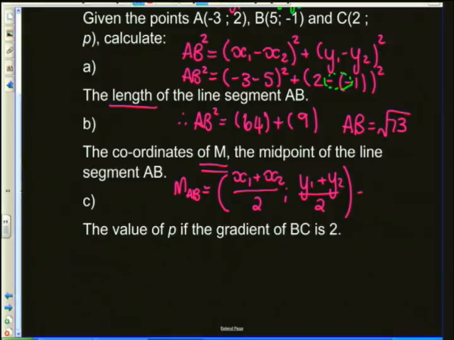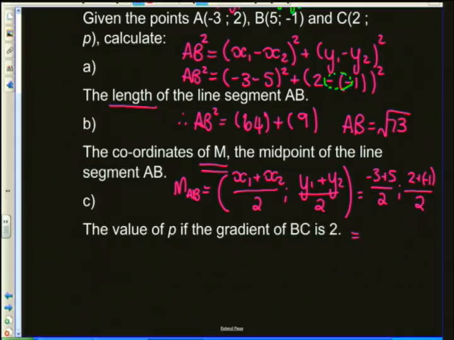Guys, I'm going to write it over here. We've got negative 3 plus x2. x2 we said was 5, and we're going to put that over 2. And y1 was 2 plus y2, which was negative 1. Again, there's that negative, so just keep it in a bracket, and it's over 2.